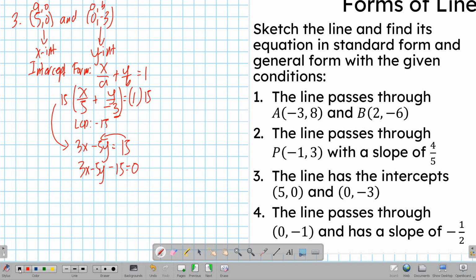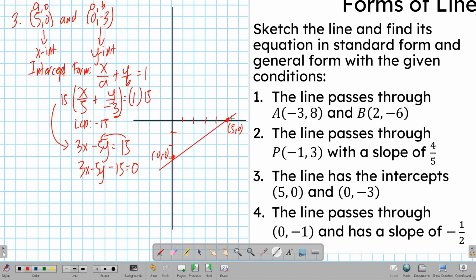Ayan. So now let's try to sketch the graph of this. Mas madaling mag-sketch ng graph ng line kasi intercepts. Kasi we are sure that 5, 0 is 1, 2, 3, 4, 5. Ito, kasi nga x-intercept yan. So, this is 5, 0. Then, 1, 2, 3. Ito yung isa. This point here is 0, negative 3. That's the y-intercept. And all you need to do is to connect these 2 points.